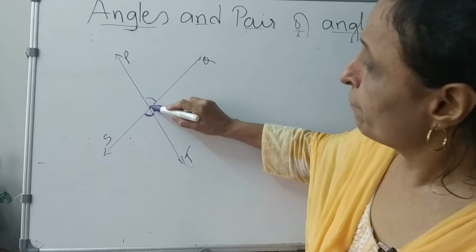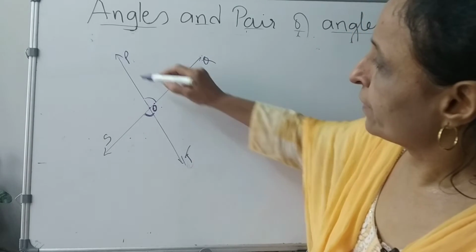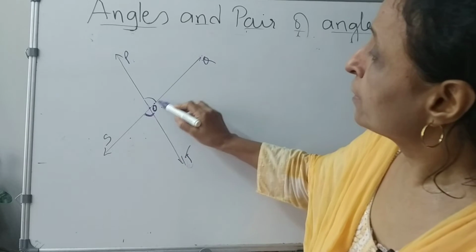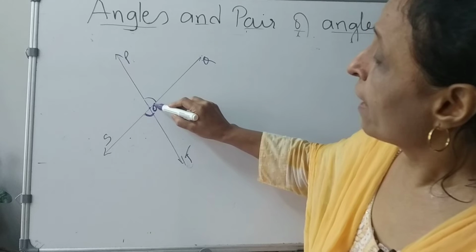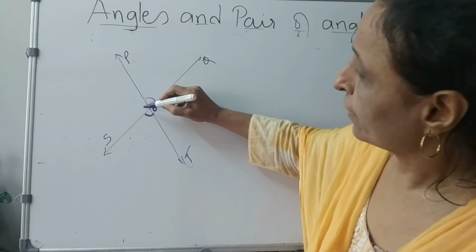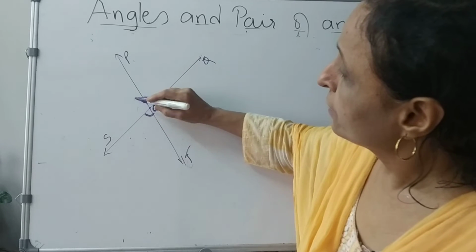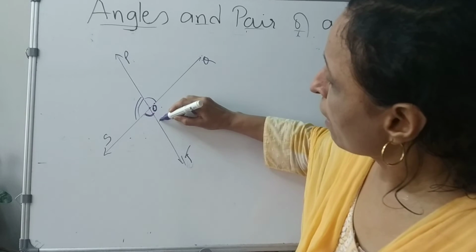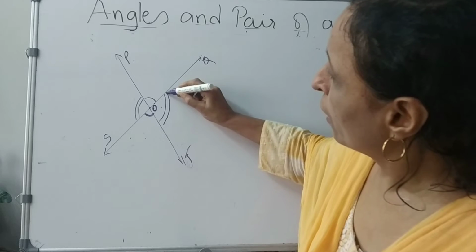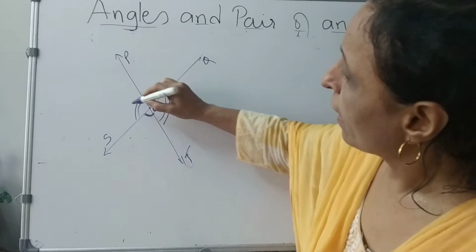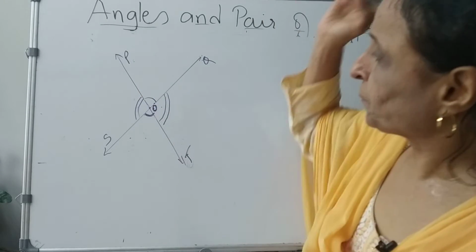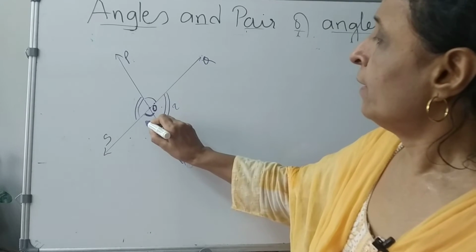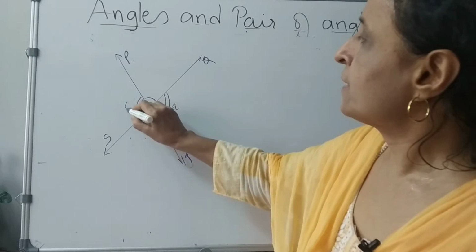Now, how have they been formed? By the opposite rays. These two are opposite rays, these two are opposite rays. So, these two angles have been formed by these rays. So, here, this is also vertically opposite. They are equal. So now these two are equal and these two are equal. Now let us see how they become equal. A, B, C, D.